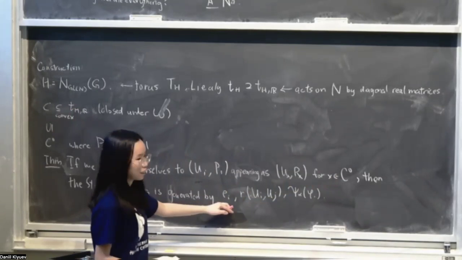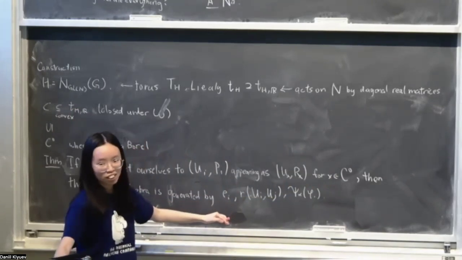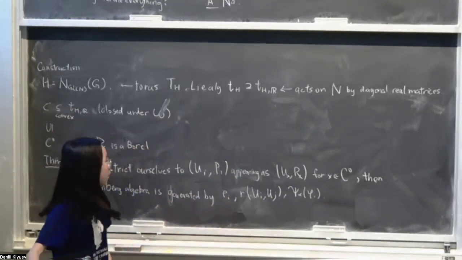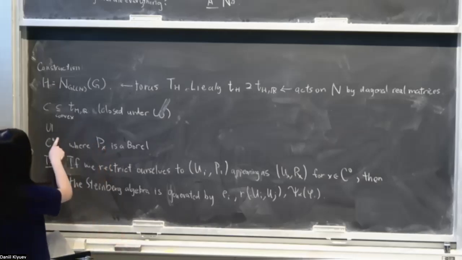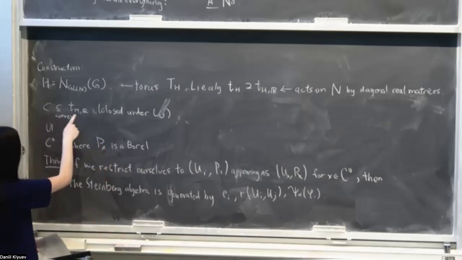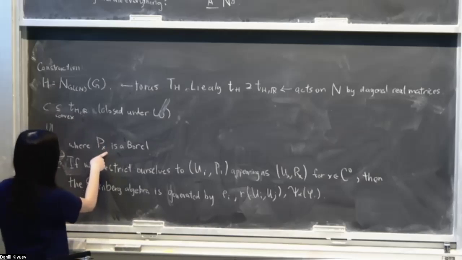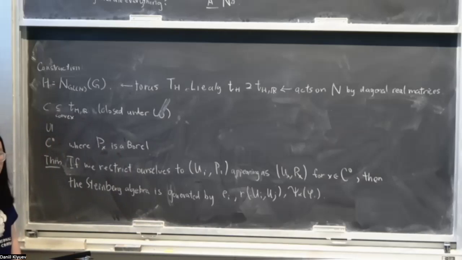I don't know what EI is. Okay. Also, what is C0? C0 is a subset of a convex subset of T where the parabolic is a Borel. Yeah. How do you get a parabolic from the point?